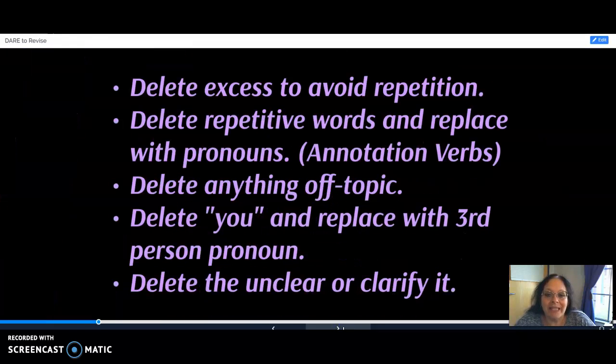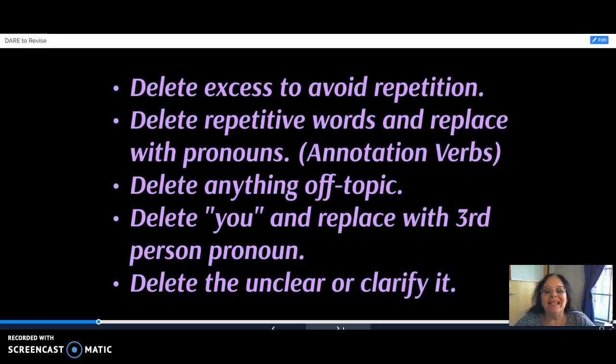Items you would want to delete are excess, to avoid repetition. You don't want to keep saying the same thing again and again. And especially if you have the same words repeated, you want to delete those or at least change them. For example, annotation verbs. You don't want to say the author states, the author writes, the author believes again and again. Instead, you've got this list in a handout in the Writing Center of all these other verbs that you could be using instead of those three.